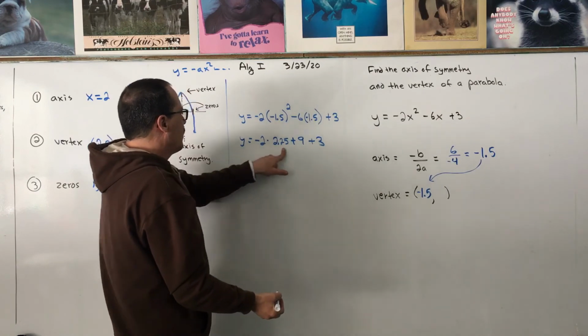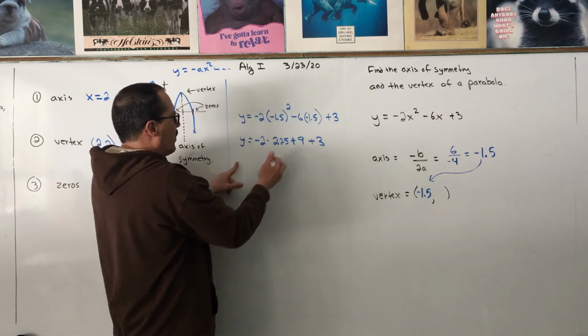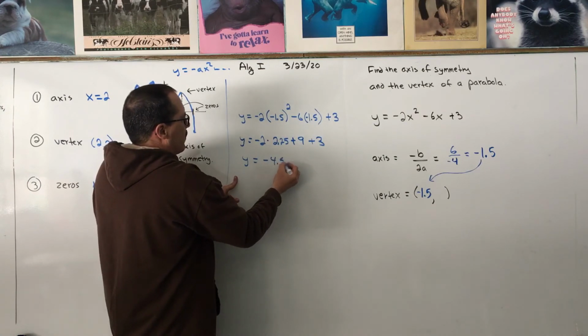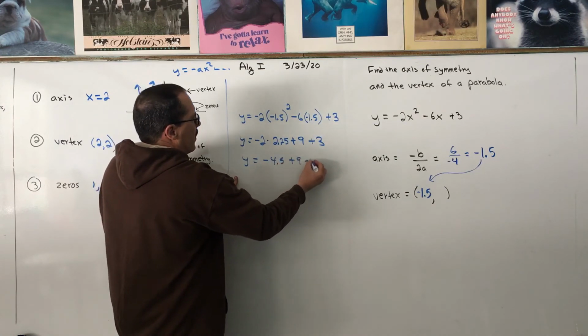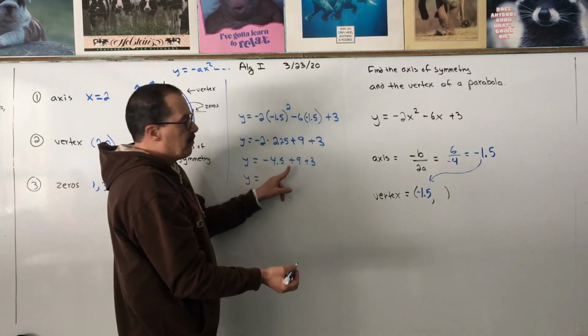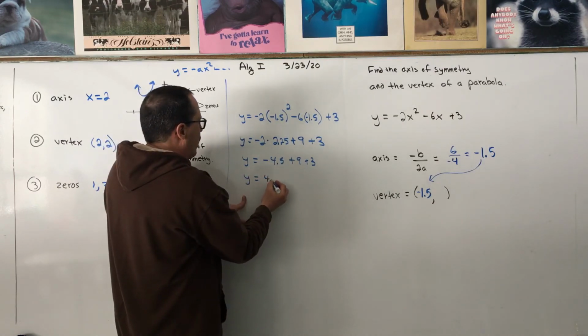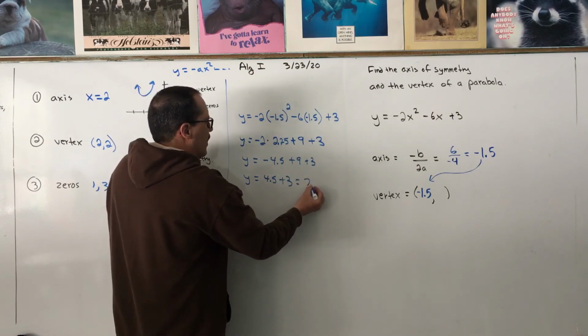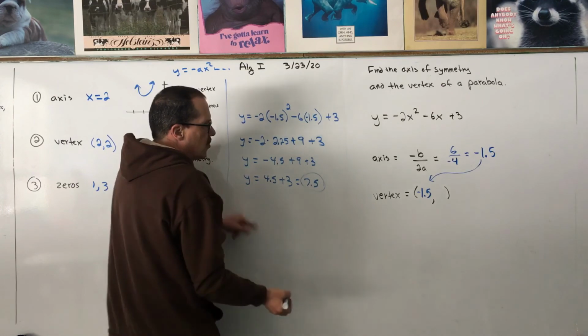Okay, now I still need to do this part. Negative 2 times 2.25 is negative 4.5. Copy down the plus 9 plus 3. So y equals negative 4.5 plus 9 would be a positive 4.5, and then add 3, and that would give me 7.5. And this is what I want.